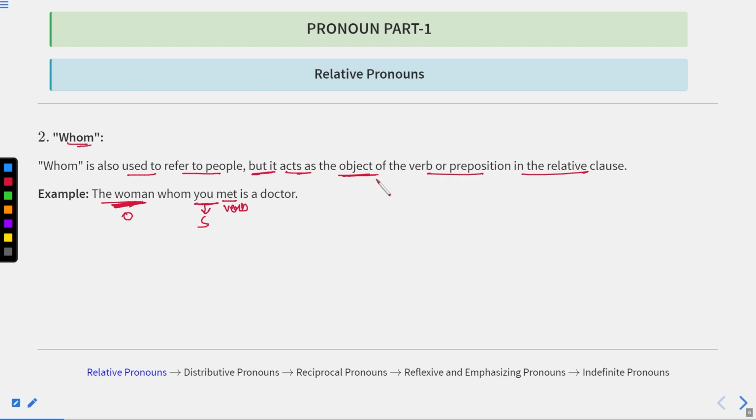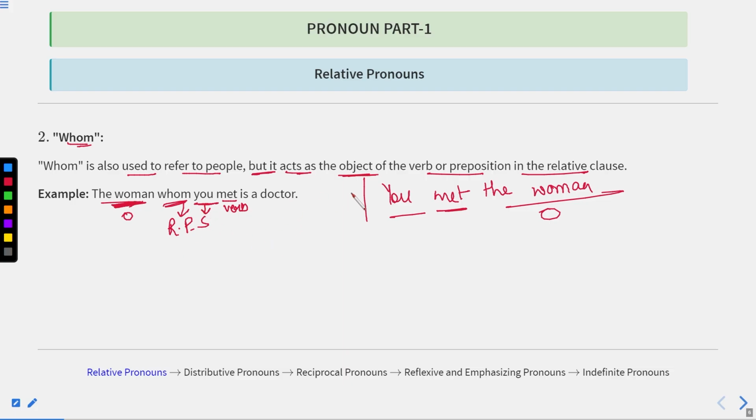Because if we write this sentence in a simple manner, I can say: you met the woman, who is a doctor. You met the woman. So this woman is playing the object over here. And if it is playing the object and you are indicating this with a relative pronoun, it should be whom. So here the relative pronoun is whom, which is indicating the object, not the subject.